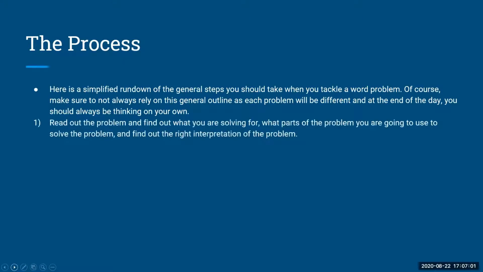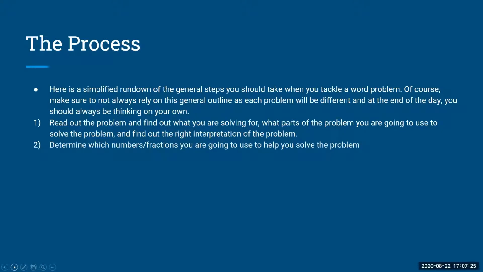All right, so step 1, read the problem and find out what you're solving for. You want to find out which parts of the problem you're going to use to solve it and how you're going to interpret the problem. There are many ways to interpret it, and usually there's only one right way, unless it's one of those trick problems, brain teaser thingies that you find on YouTube. That's something else, okay?